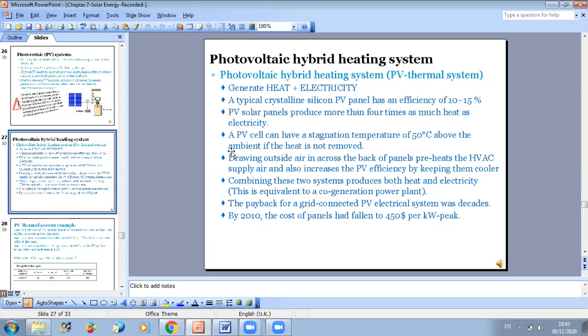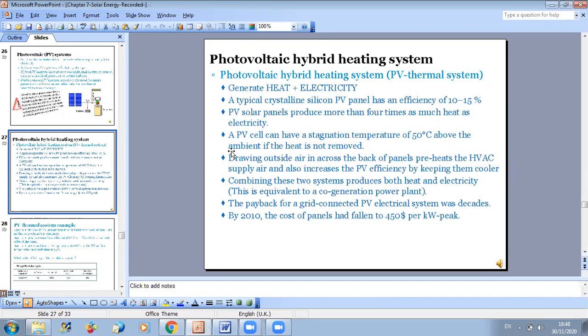Okay, so for example, a typical crystalline silicon PV panel has an efficiency of 10 to 15% in electricity energy when we talk about electricity energy. So PV solar panels produce more than 4 times as much heat as electricity. And if we just use electricity, it's not a good efficiency, 10 to 15%. So if we want to use PV in a more efficient way, we should extract also the heat that is lost by PV panels. So a PV cell can have a stagnation temperature of 50 degrees above the ambient if the heat is not removed.